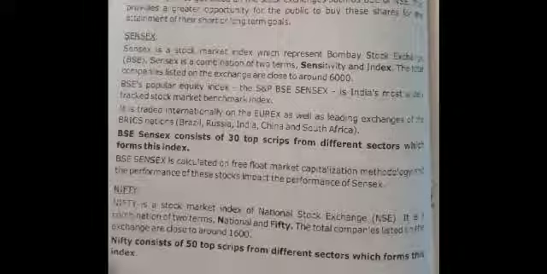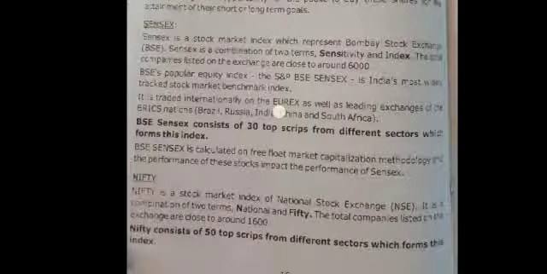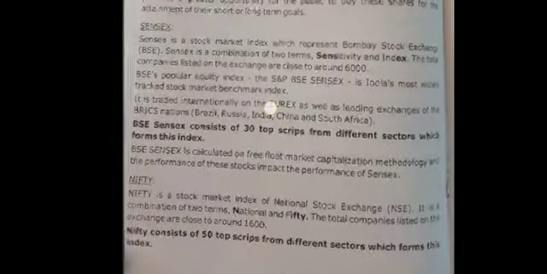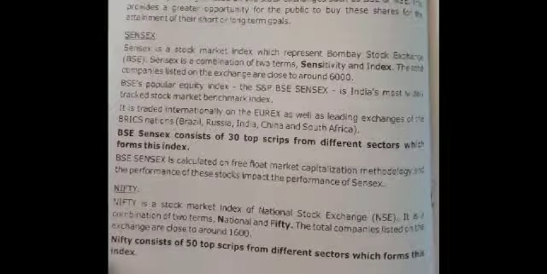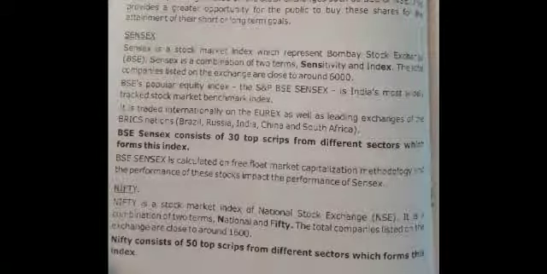Okay, next, Nifty. Nifty is a stock market index of the National Stock Exchange. It is a combination of two terms: one is national, another one is 50. The total number of companies listed on the exchange is close to around 1600. So compared to the BSE, here 1600 companies are listed. Nifty consists of 50 top scrips from different sectors which form this index.